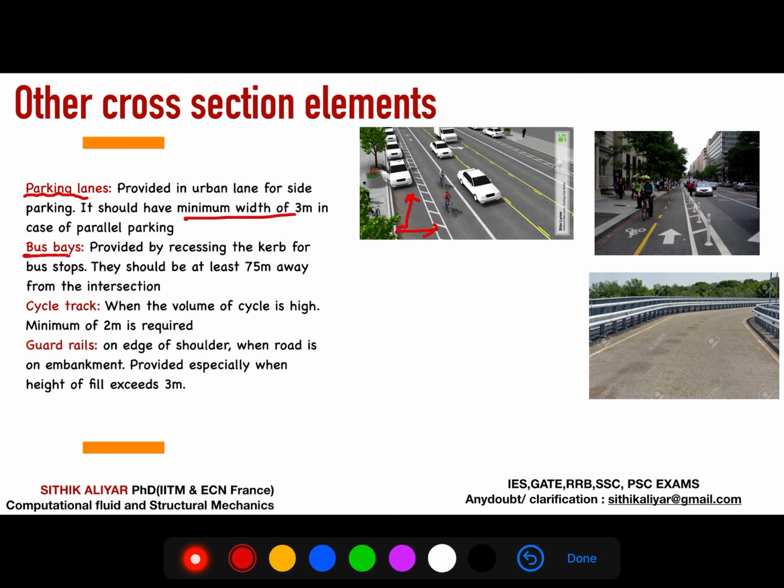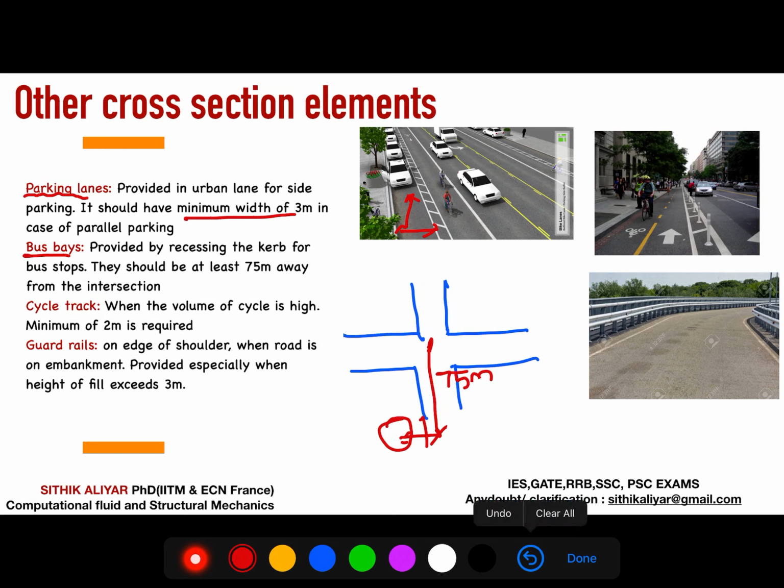And bus bay is nothing but a bus stop. So what IRC is suggesting, you cannot have a bus bay near the intersection. Consider there is an intersection, two roads being connected. IRC is advising to keep your bus stop at least 75 meter away from the intersection, so that there won't be any congestion because of the bus stop, and the bus also can stop easily. The traffic will not disturb your bus passengers also. Okay, so this is what the bus bay is, the second point.